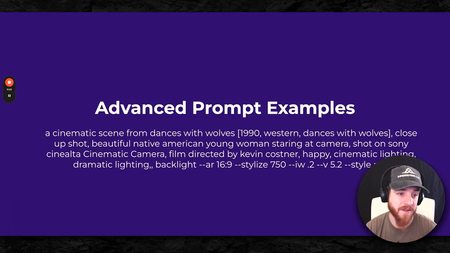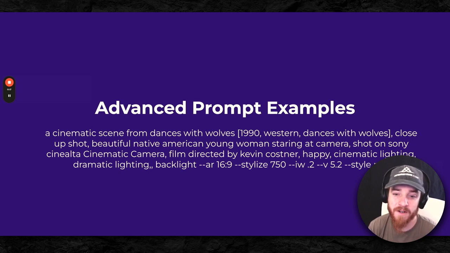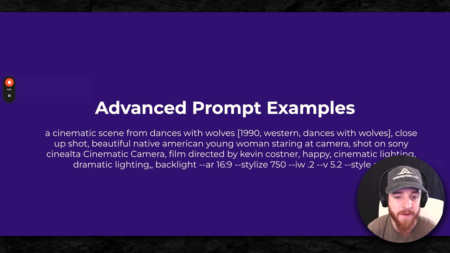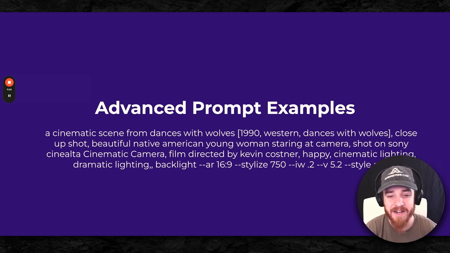And this is the prompt that I used for these. So a cinematic scene from Dances with Wolves, one of my favorite movies, like top three movies. 1990 was the year. It's a Western. Dances with Wolves, close-up shot. So this is really important. You're going to see these different shots that I'm going to show you guys. Beautiful Native American young woman staring at a camera. Shot on a Sony Sinalta cinematic camera. Film directed by Kevin Costner, happy cinematic lighting, dramatic lighting, backlit, aspect ratio of 69, stylized of 750.